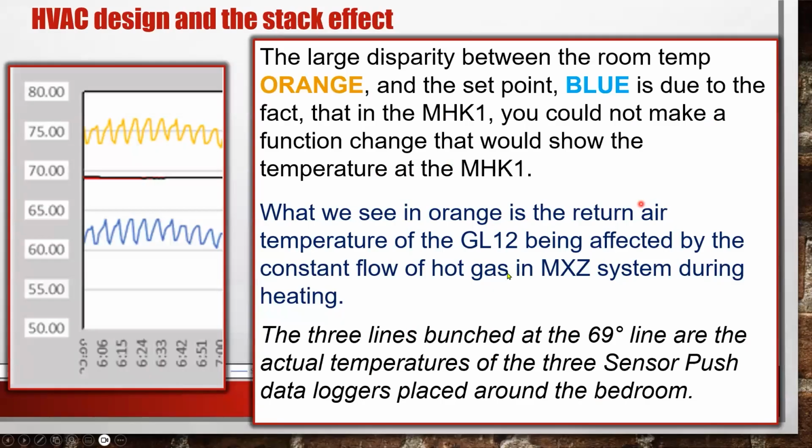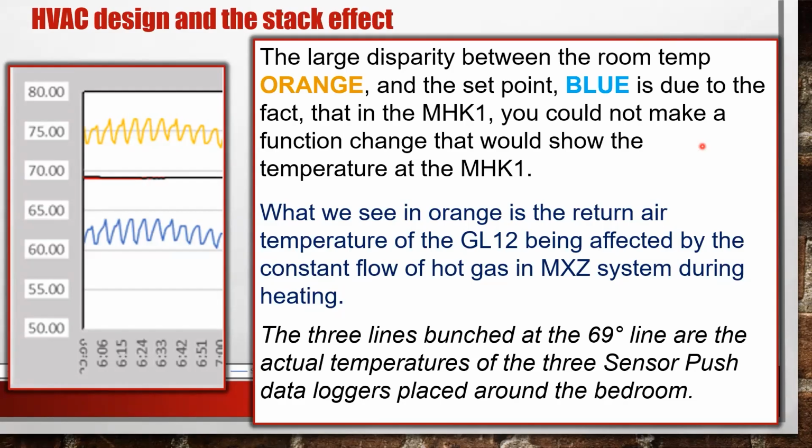So why is there a disparity between what is shown on the thermostat and what is actually going on? This was unknown to a lot of us when it first came out, but the MHK1 did not have a way for you to show the MHK1's temperature at the MHK1 on a wall-mounted unit. You could only see the temperature of the return air. So what the homeowner was actually seeing on her thermostat on that day that she took the picture, 78, was not the temperature in the bedroom.